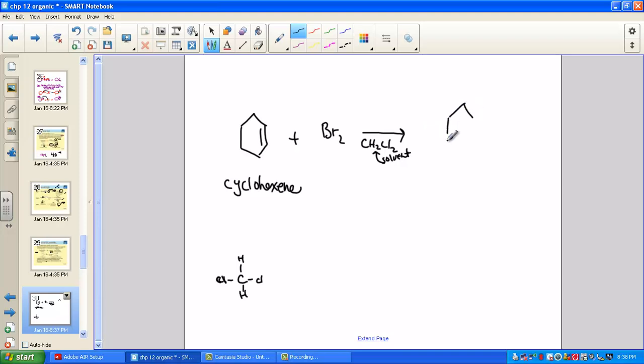And again, what we'll end up showing is the double bond breaking and a site of attachment to each carbon that was involved in the double bond. So this carbon and this carbon now become the site of attachment for each of these bromines. Remember, bromine itself is a single bond between those two atoms. We've now created a compound called 1,2-dibromocyclohexane.